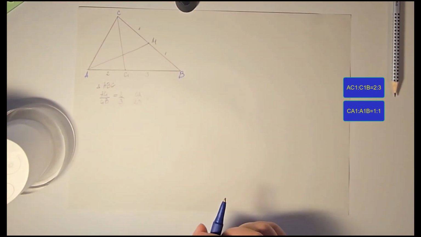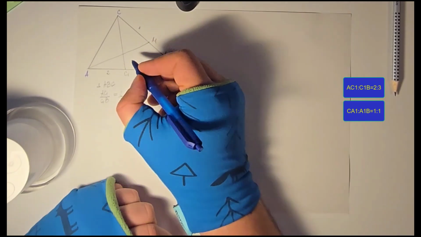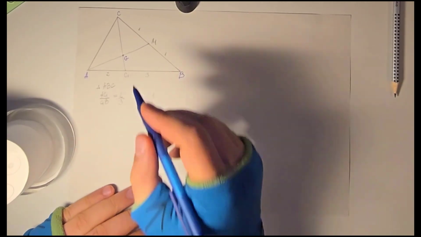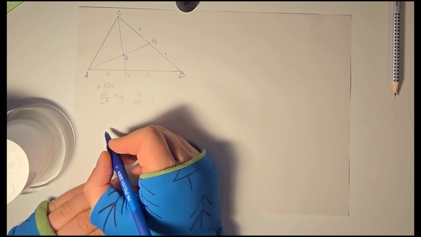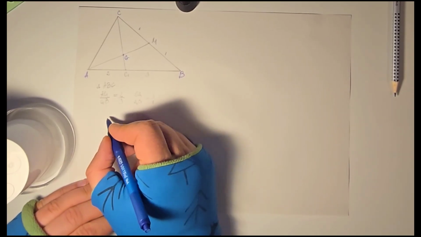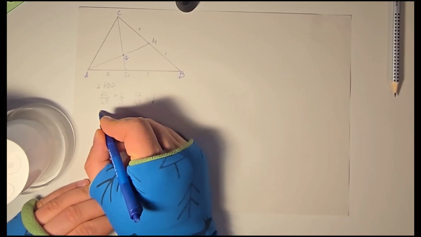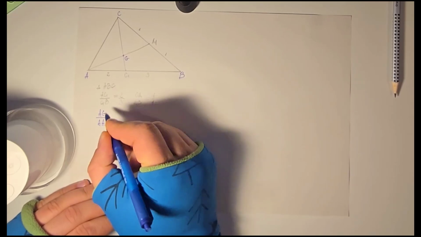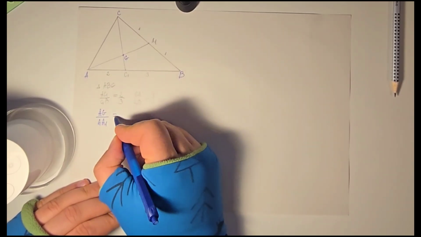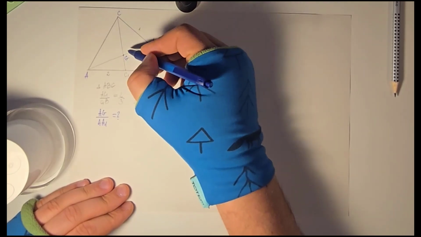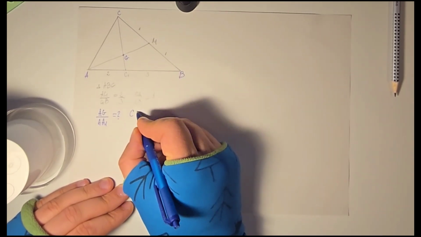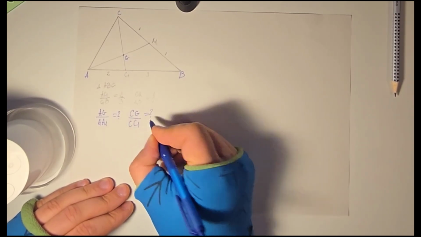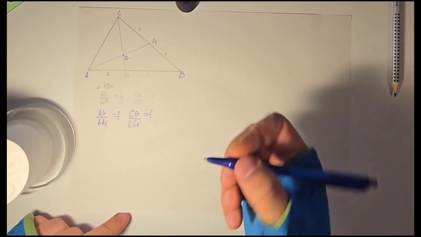And what do we need? We need to find out, here we have a point G. We need to find how much is AG to AA1, so this one to this one, and CG to CC1. And we are starting. So how do we start here?